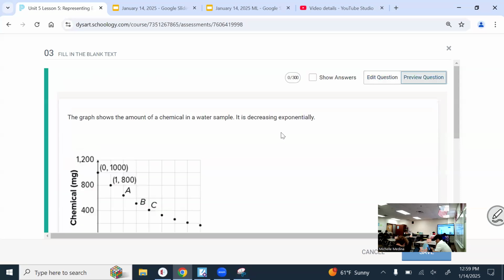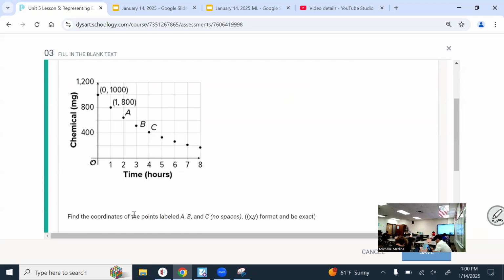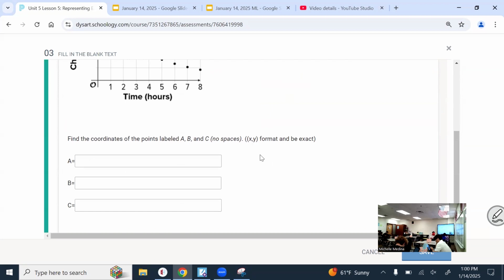Okay, so number 3 on lesson 5 now, if you'd like to follow along. The graph shows the amount of a chemical in a water sample. It's decreasing exponentially. Find the coordinates of the points labeled A, B, C. Write them in coordinate form and make sure you include the parentheses.